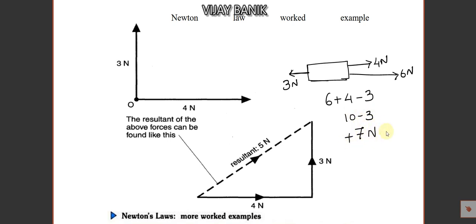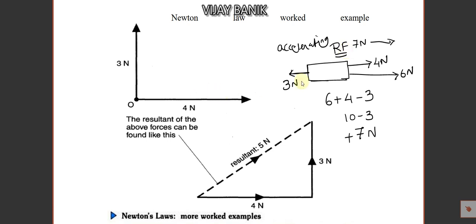So if it is plus 7 Newton, there is a resultant force of 7 Newton towards the right over here. So this object is actually accelerating. Why? Because it has a resultant force. Remember, any object that has a resultant force accelerates. A resultant force causes acceleration.